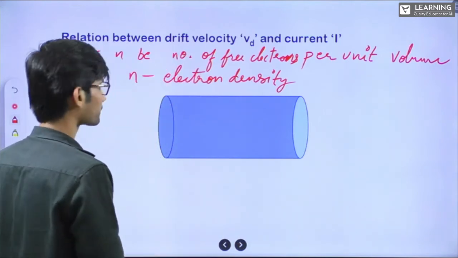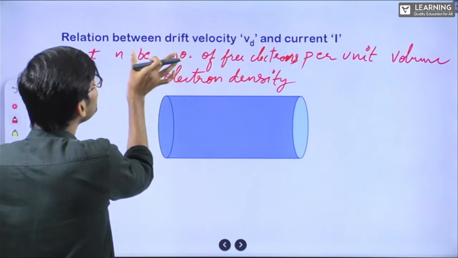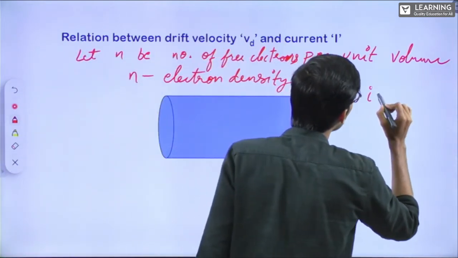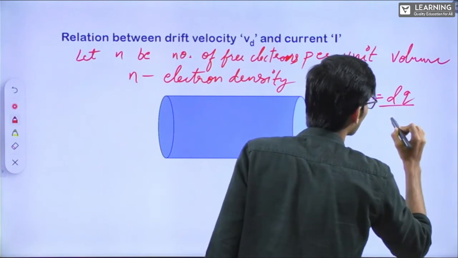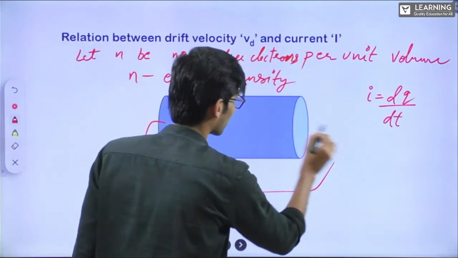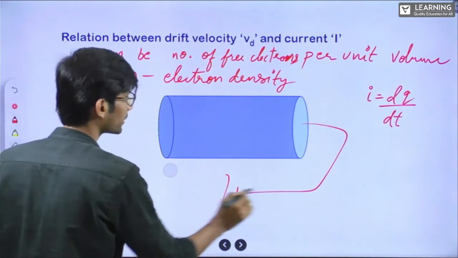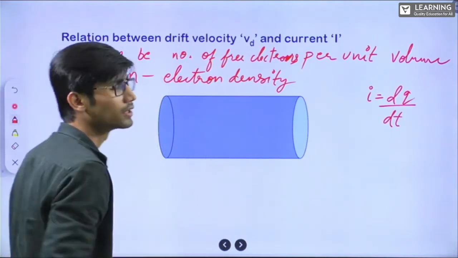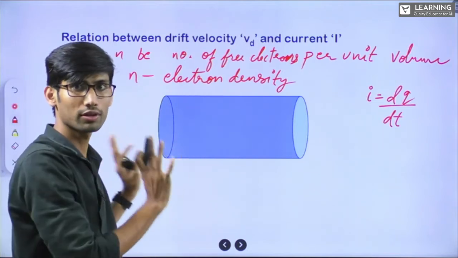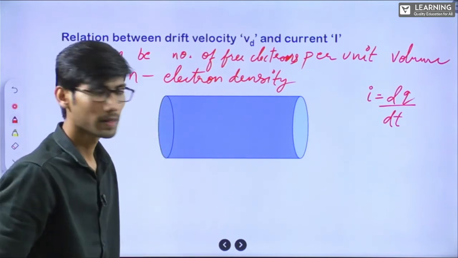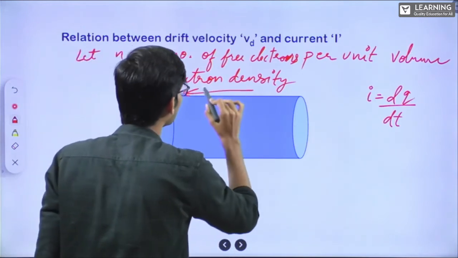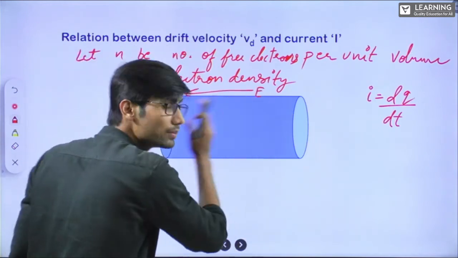So now we have to find the relation between drift velocity and current. Before that, let us just write I is equal to dq by dt. This is all connected to the battery and all. Now, since we are doing electricity, nothing is isolated. It is all connected. There is external electric field, the electrons are moving, everything is happening. Electrons are moving inside it. Let's say electric field is in this direction, so electrons will be moving in this direction.